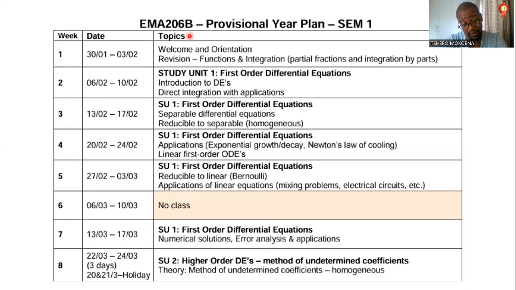And for study unit number 1 for EMA 206B, we're going to look at first order differential equations. You need to understand that this is calculus, and semester number 1 is mostly composed of calculus. Semester 2 last year, under Engineering Mathematics 1, we did introduction to calculus. So right now, we're not going to do introduction to calculus, but introduction to the units found in this Engineering Mathematics 2.